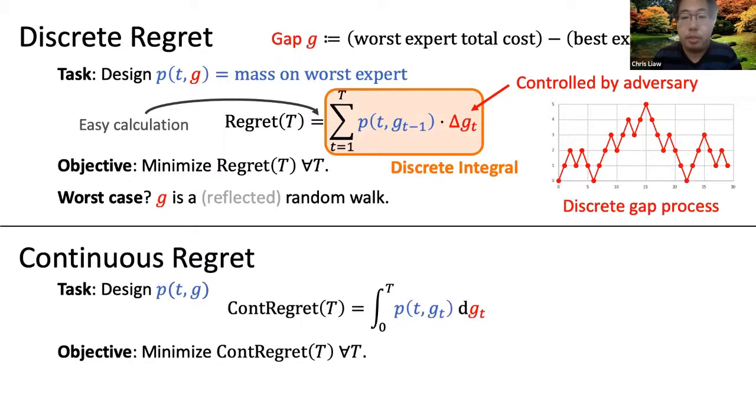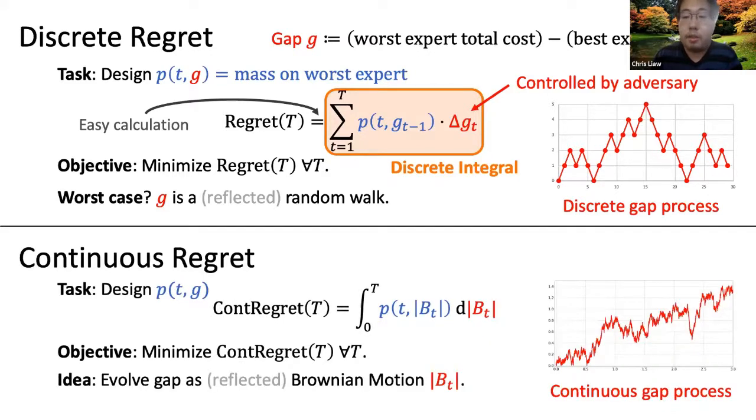Okay, and so if you want to obtain a continuous problem, one thing you can do is imagine that the gap is evolving continuously instead of discretely, and then you can define the continuous regret as the integral of P integrated against the gap process g. And now again, our goal is to design P(t, g) to make the continuous regret small. In the discrete setting, we thought of the gap process as being a random walk. In the continuous setting, we'll think of the gap process as being Brownian motion. And now note that the continuous regret is defined as an integral with respect to Brownian motion. This is an example of a stochastic integral.